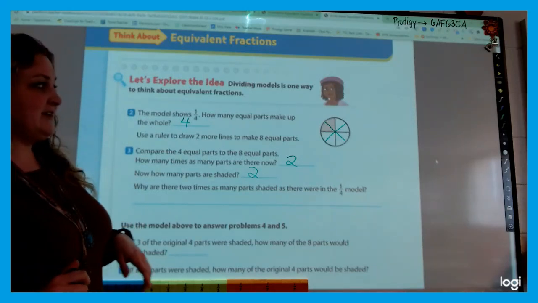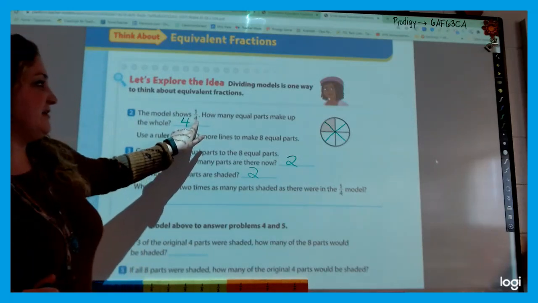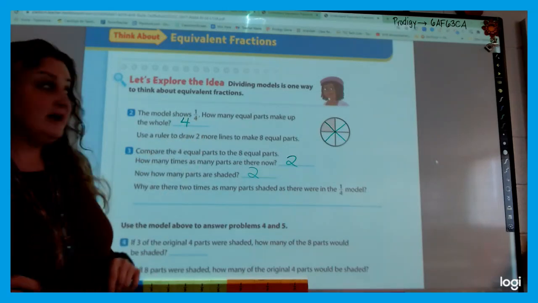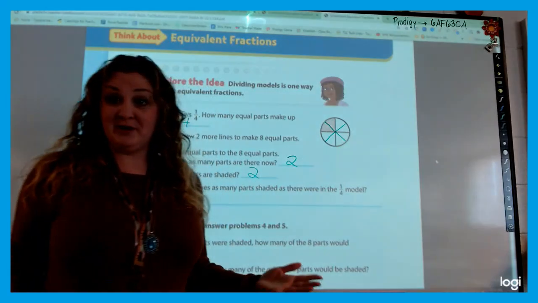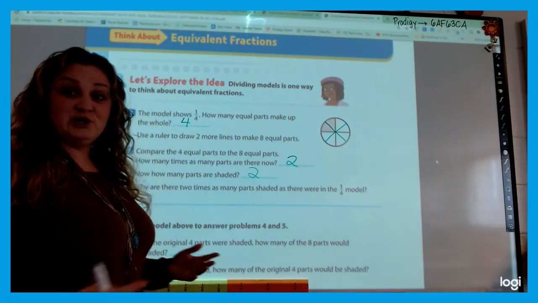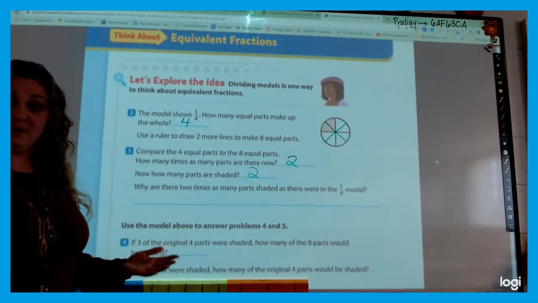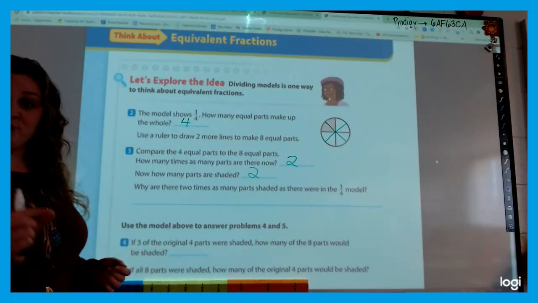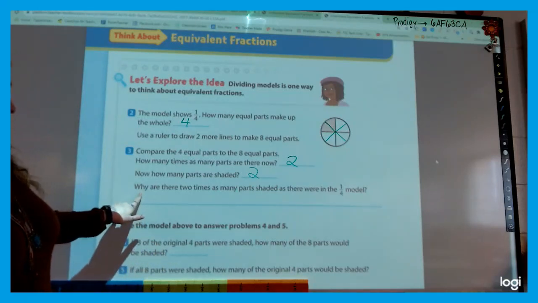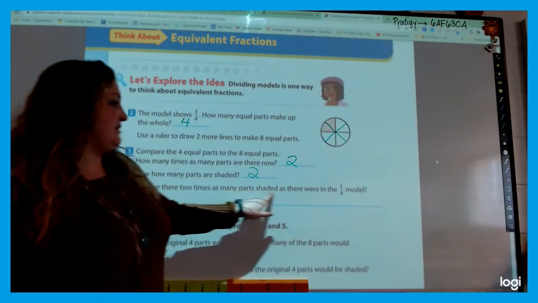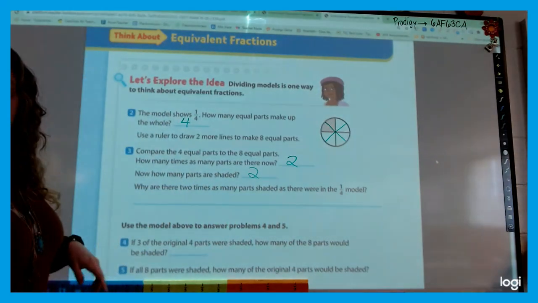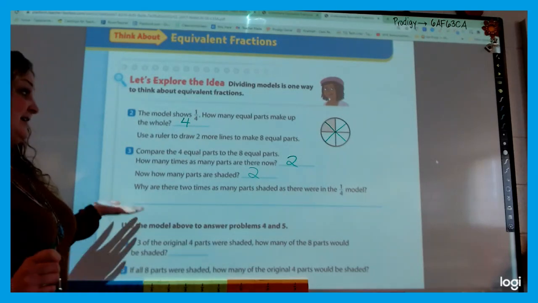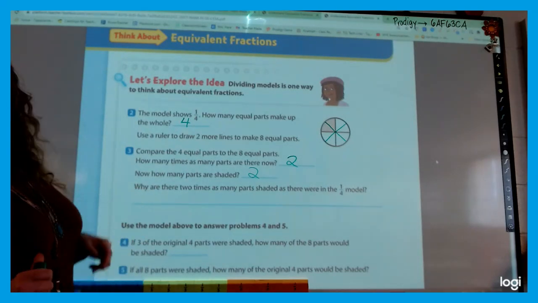Well, remember yesterday I told you when your denominator at the bottom of your number gets larger, it means your shape is being split up into smaller pieces, right? So the more pieces we split our shape into, the smaller each part will be. So let's read this again. Why are there 2 times as many parts shaded as there were in the 1/4 model? Because we have 2 times as many parts, right?